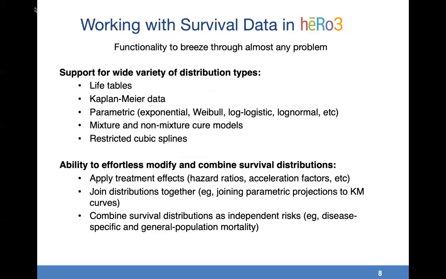Now, once you've got those distributions set up, heRo3 also provides all kinds of tools for working with those survival distributions to modify them and combine them. For example, you can easily apply treatment effects like hazard ratios or acceleration factors to any distribution. You can join two distributions together, like joining a Kaplan-Meier distribution with a parametric projection. You can even combine survival distributions as independent risks. For example, maybe you've got one distribution that's disease-specific survival and another one that's background mortality. You want to throw those two together. Easy to do in heRo3.